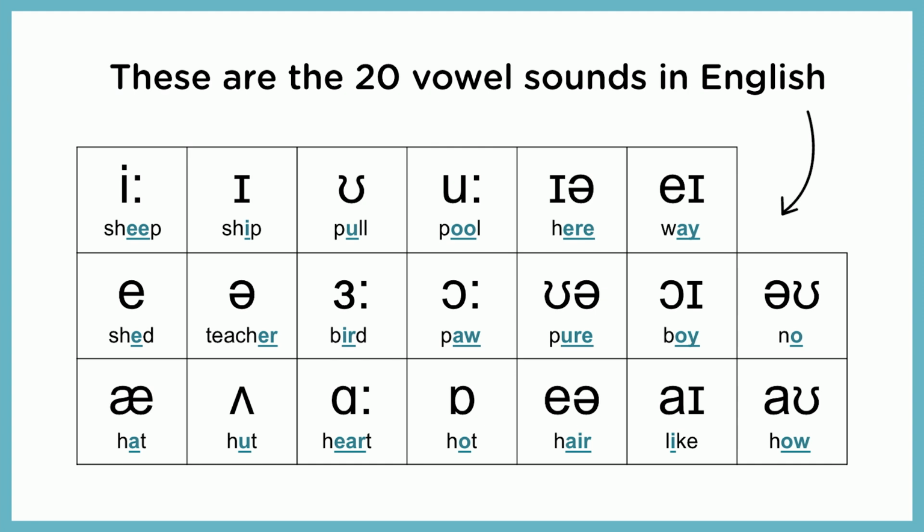So you can see in the top left corner, we've got the symbol E as in the word sheep. To the right, we've got the short vowel I as in ship. And then we continue down. Let's look at the bottom right-hand corner. We've got this symbol. Now, this is the sound ow, as in now, how, cow, and so on. So it's just helpful. These symbols will be in any dictionary that you use. So it's good to know what they represent and what they mean.